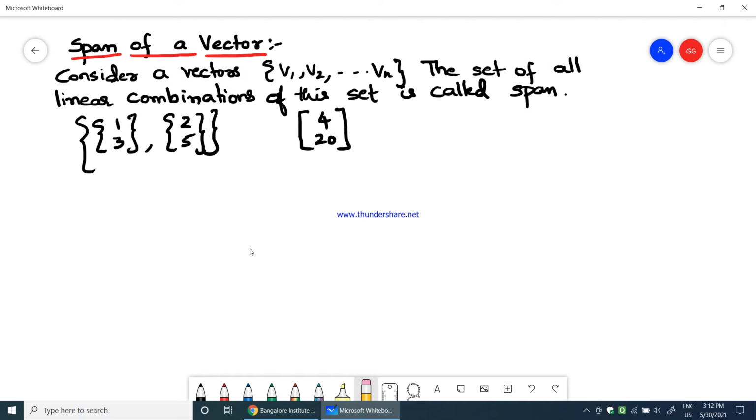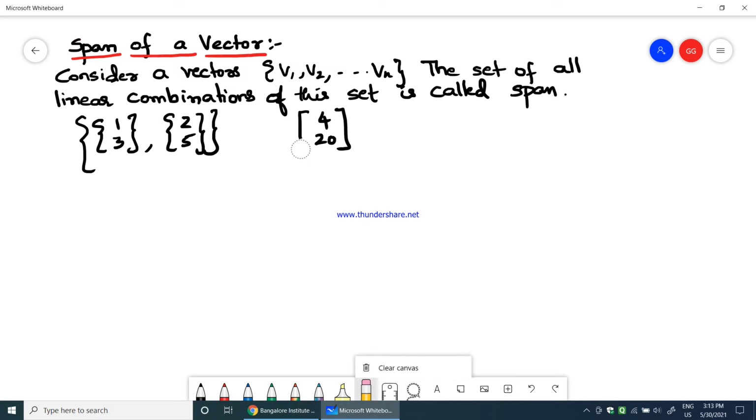In this video, let us see what is the span of a given vector. What would be the span of any given vectors? The definition of a span is, let us consider a set of vectors v1, v2, so on, vn. If the set of all linear combinations of this set v1, v2, so on, vn can be formed, then such a set is called a span.